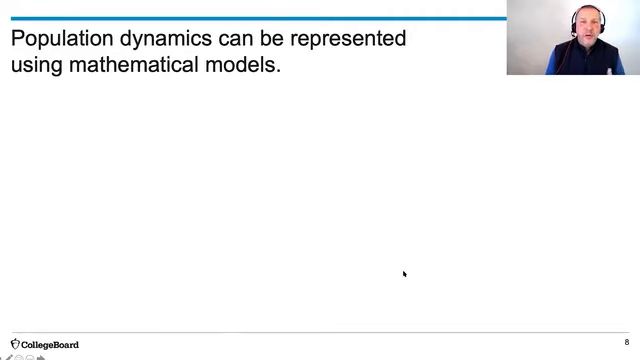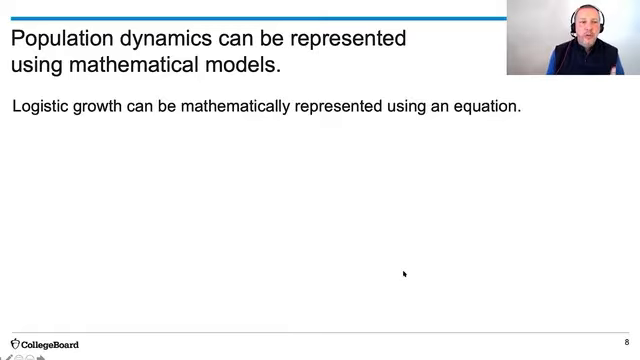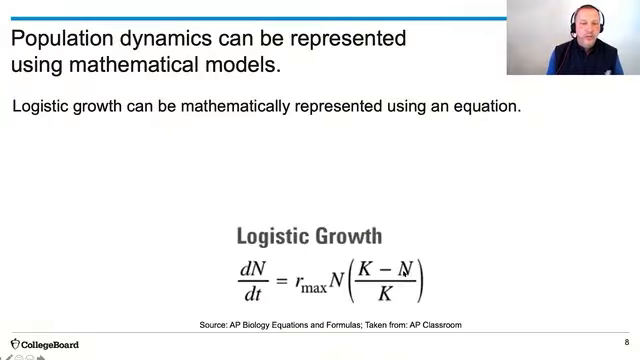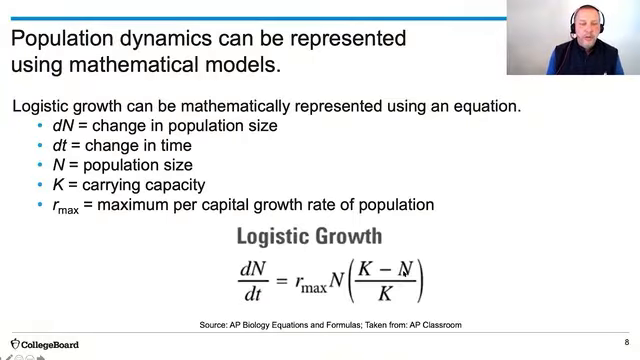Population dynamics can be represented using mathematical models. Logistic growth can be mathematically represented using an equation shown on the screen, where dN is equal to change in population size, dt is change in time, N is population size, K is carrying capacity, and then finally Rmax is maximum per capita growth rate of population.